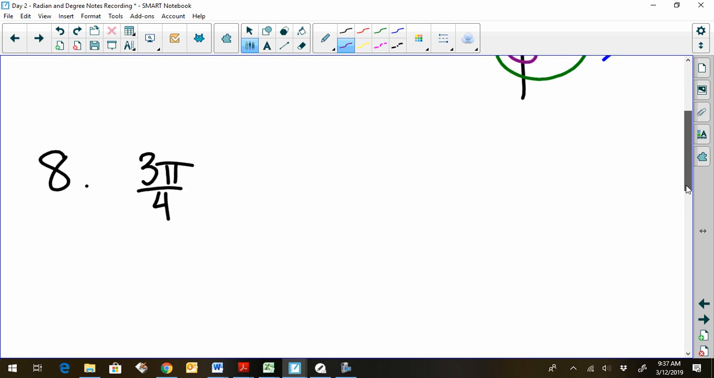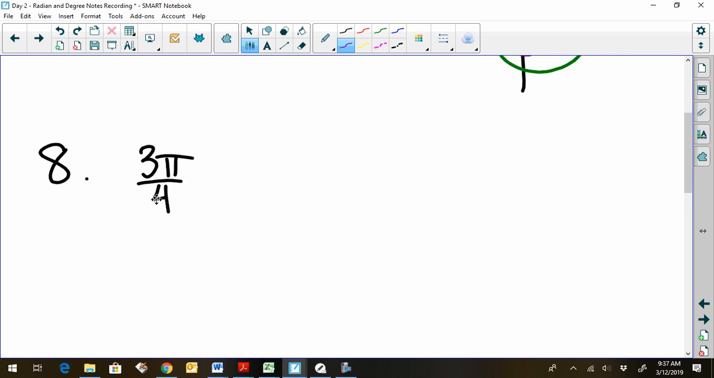So number 8 here, what if we had 3 pi over 4? Well, before we were looking at adding 2 pi or subtracting 2 pi. So here, I'm going to add or subtract 2 pi. But in order to add to a fraction, I'm going to have common denominators. So I'll say 3 pi over 4 plus or minus, and then I want common denominators, so over 4.